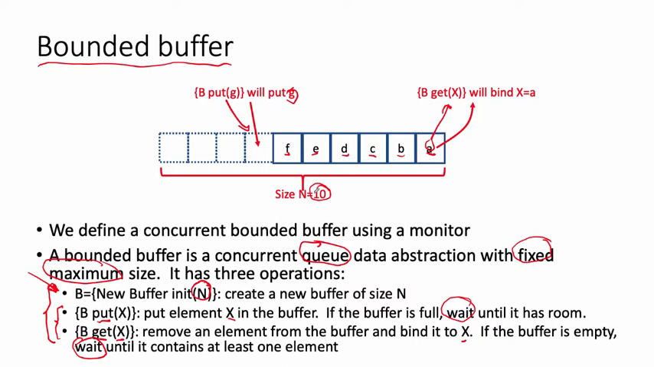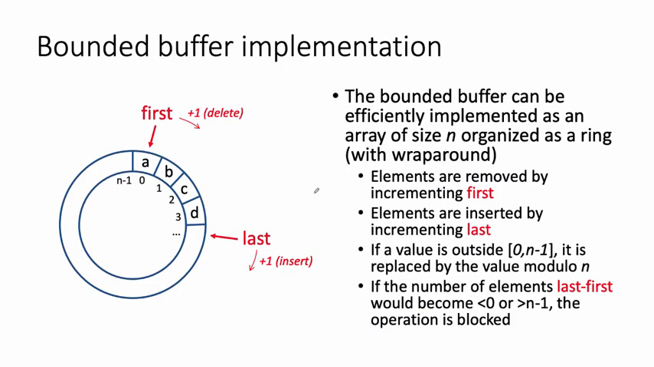So now we're going to implement it. The way it's implemented, usually a very efficient implementation, is an array of size n, but we organize the array as a ring. That means we can keep going round and round. The idea is that when we go beyond n minus 1, we start again at 0. The way to do that is to take the index, and if it's outside the range 0 to n minus 1, we replace it by the value modulo n.